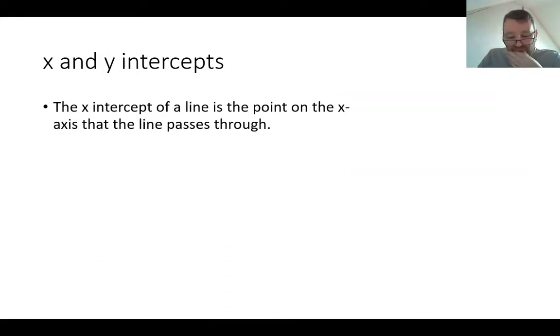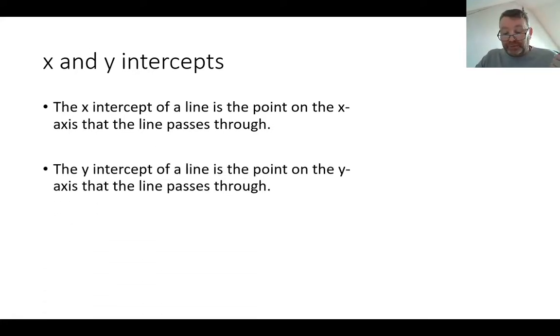So finally now, just before we get on to an example of a few questions, the x-intercept of a line is the point on the x-axis that the line passes through. Now that's very simple. And the y-intercept of a line is the point on the y-axis that the line passes through. So you've got the x-intercept and the y-intercept, and they look like that.